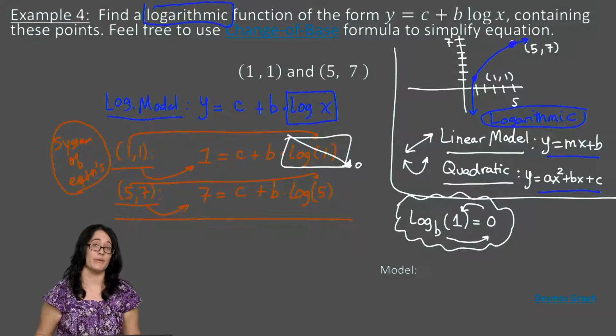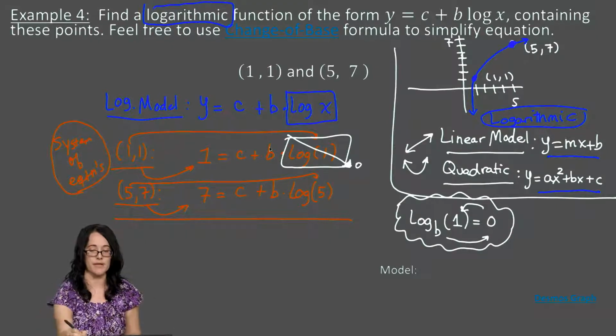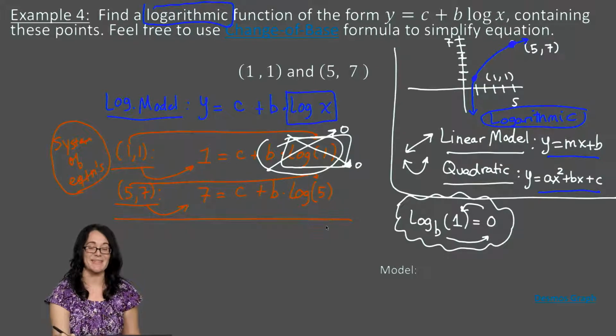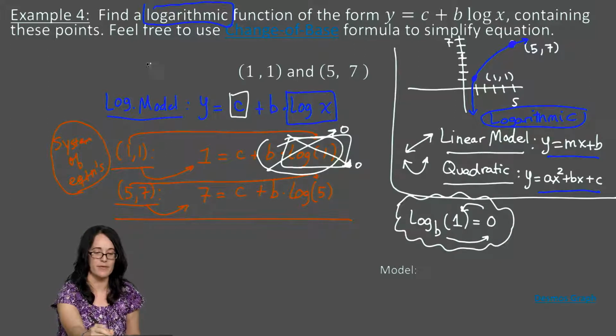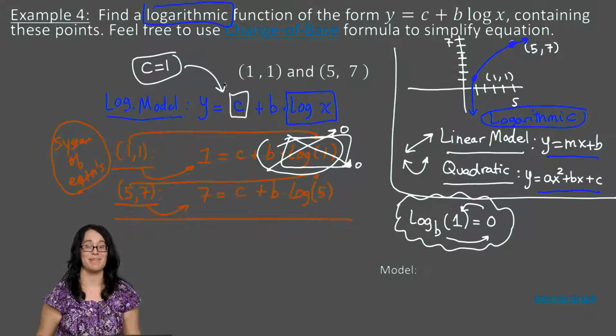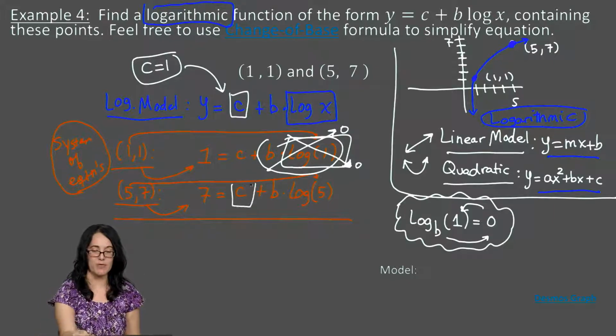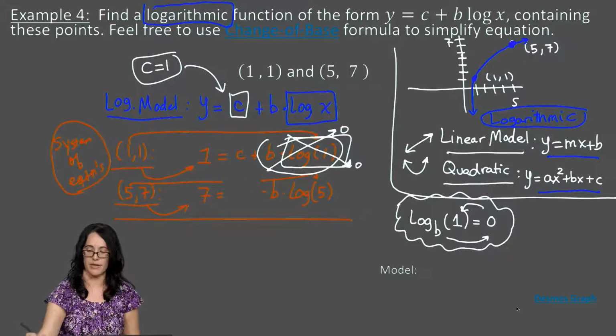Because b times 0 is 0, this whole thing becomes 0, meaning I have c equals what? 1. So now I found that c is equal to 1. My model just got a whole lot nicer, right? Now I could go back down here and replace my c with 1. So let's just go ahead and erase my c and put in what we know it is. It is 1. All right, so now I have 1, plus my b times log 5.